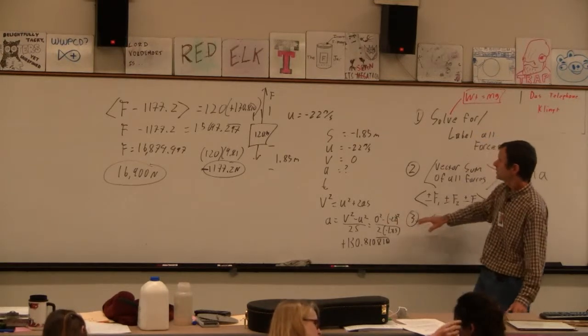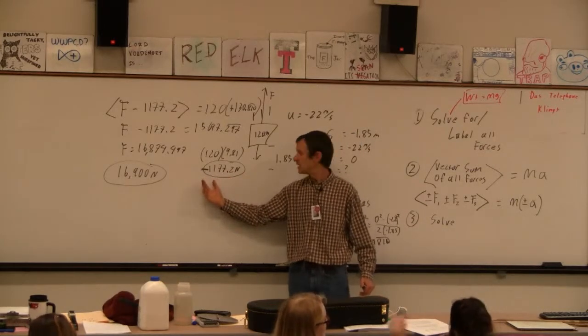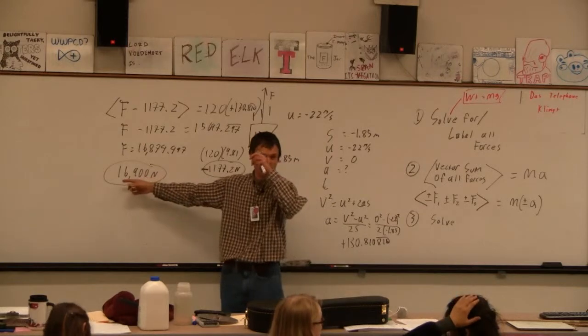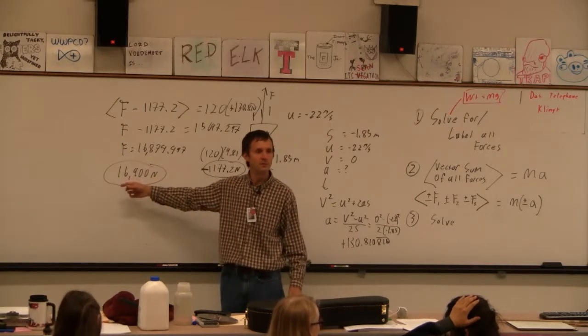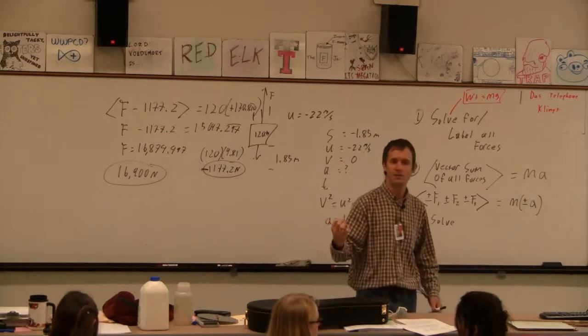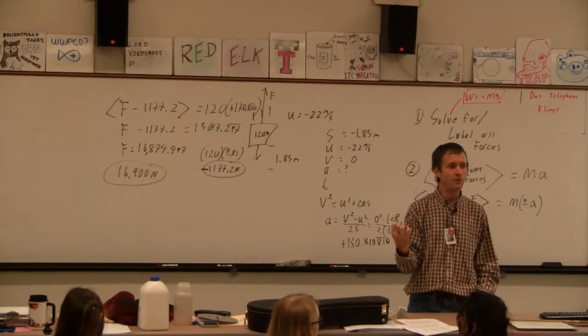In this case, we figured out that the object weighs about 1,200 newtons, but the stopping force is about 17,000 newtons. That's a factor greater than 10. Climbing ropes, I think the number they're shooting for is like 50 times your weight, to stop you.